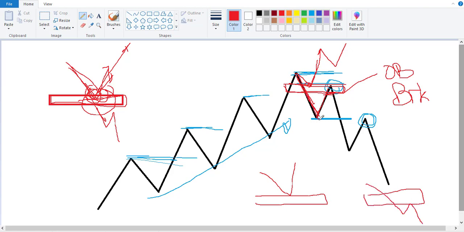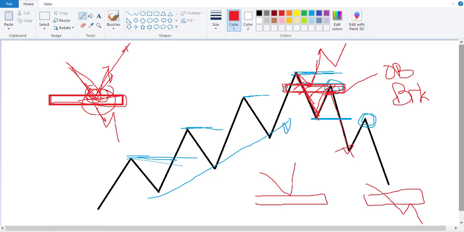When it breaks, we want it to be retested, then continue our move down. When it breaks to the upside, we want price to come back, retest on top of the breaker and continue going up. In this case, price has broken this OB. Now it's a breaker. Now price has come back, retested it, and gone down.